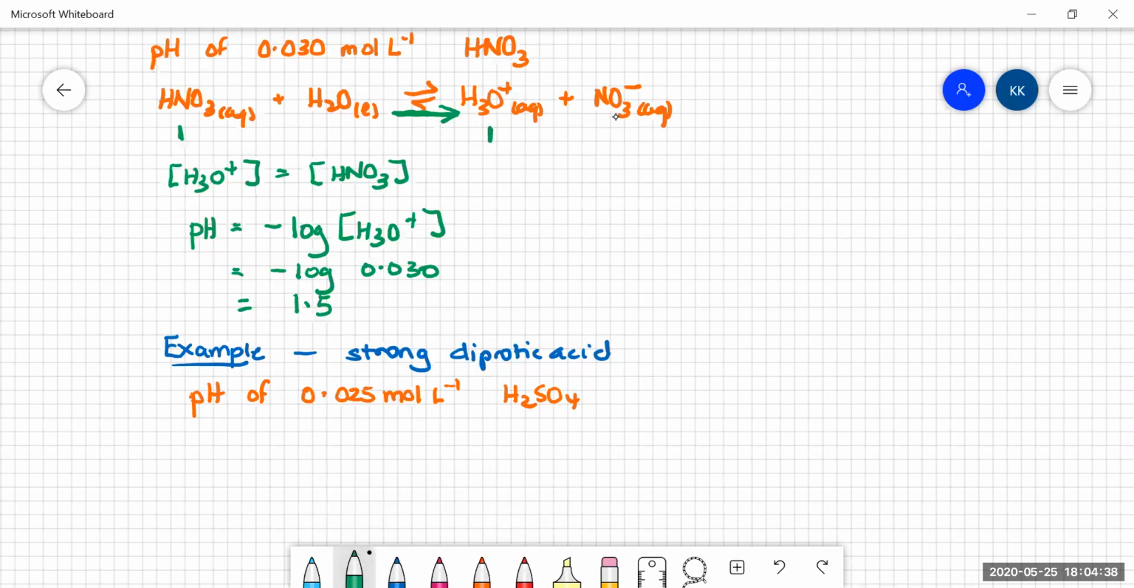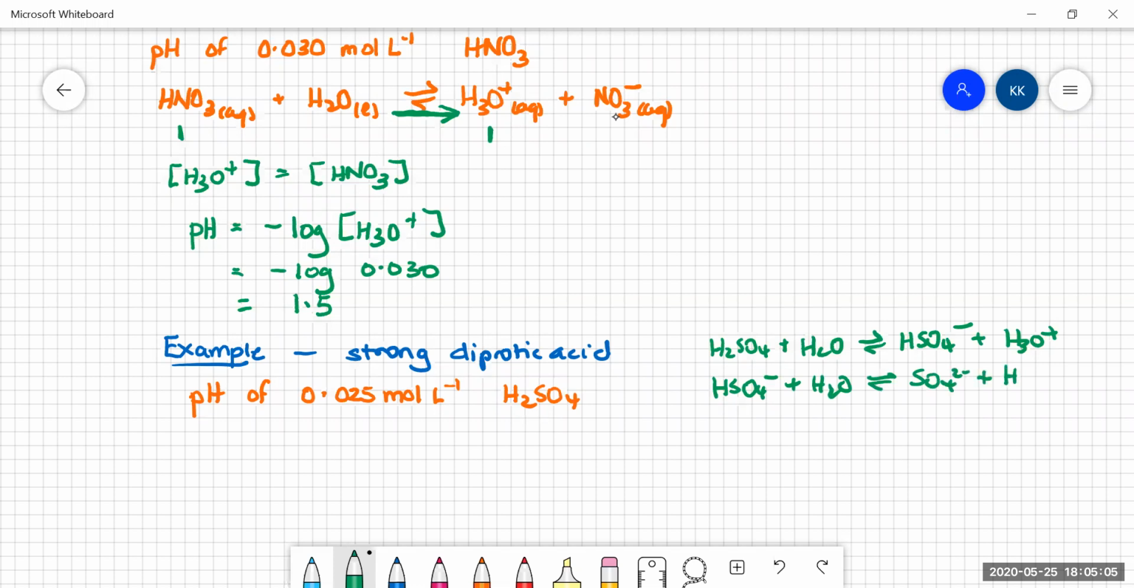So its first ionization step is sulfuric acid reacting with water to give the hydrogen sulfate ion and the hydronium ion. Then the hydrogen sulfate ion goes on further to form the sulfate ion and another hydronium ion. So one sulfuric acid can produce two hydronium ions.